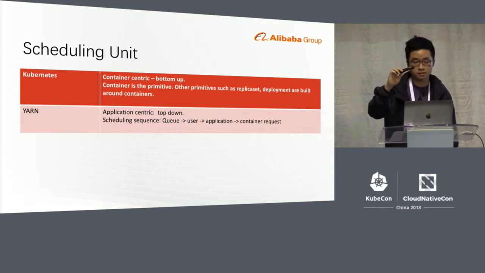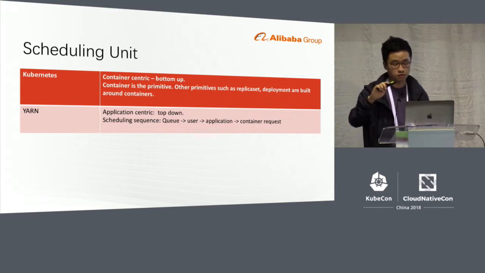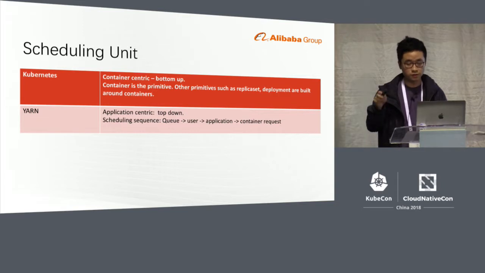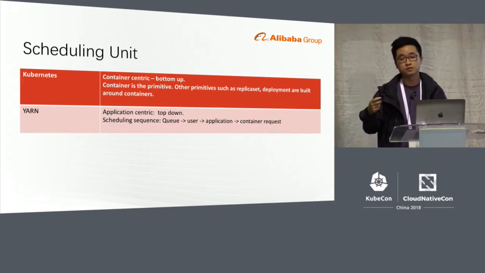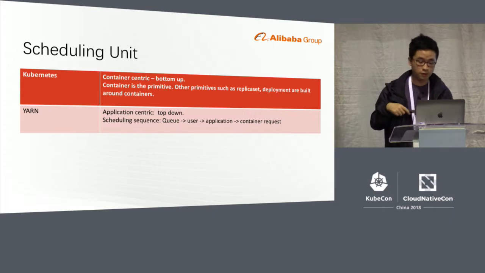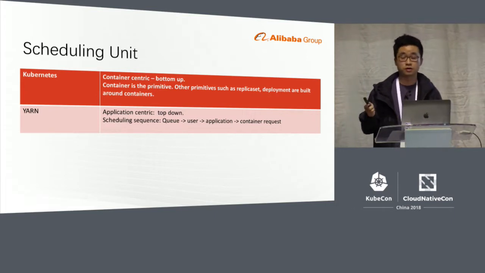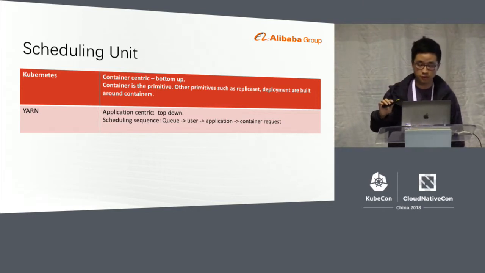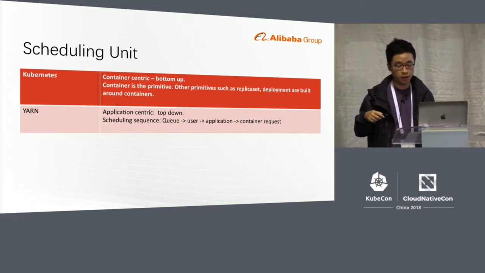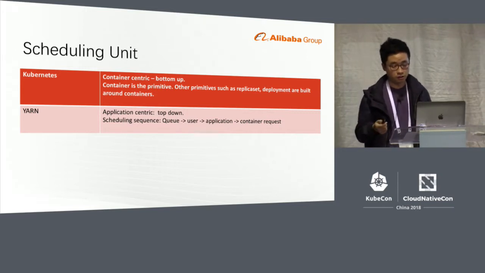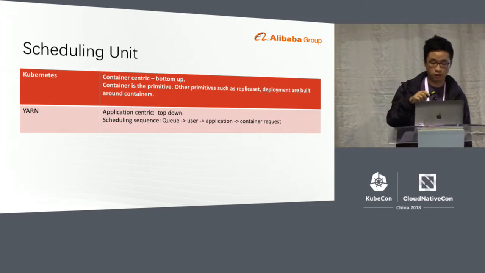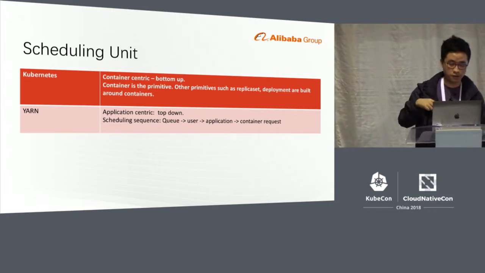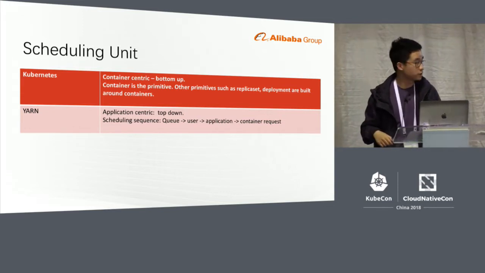A queue has capacities, so the logic is very complex. You choose the best queue, and after the queue is chosen, it will use the user, and then the application. This describes the scheduling sequence of YARN: first queue, then user, and then application. There is priority for applications. Kubernetes doesn't have application priority, but YARN does. After choosing applications, it chooses a container request, similar to a pod. A pod also has priorities. So it's like a top-down scheduling sequence.